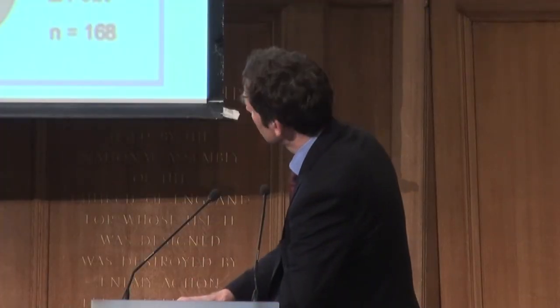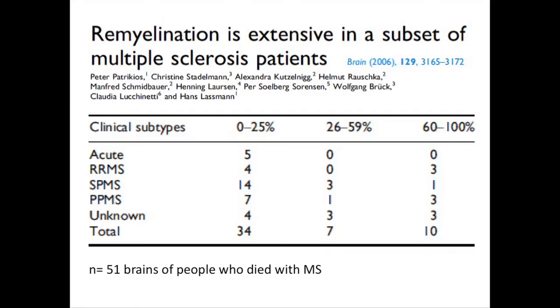Now you could say, well, this is only 2 cases. Let's have a look at a larger case series. And this is what you can see here. This is 51 cases, from a group based in Vienna. What is interesting here is that remyelination was extensive in a subset, as they say. So now what is this subset? A subset of patients where there was a lot of remyelination were those with relapsing or remitting MS.